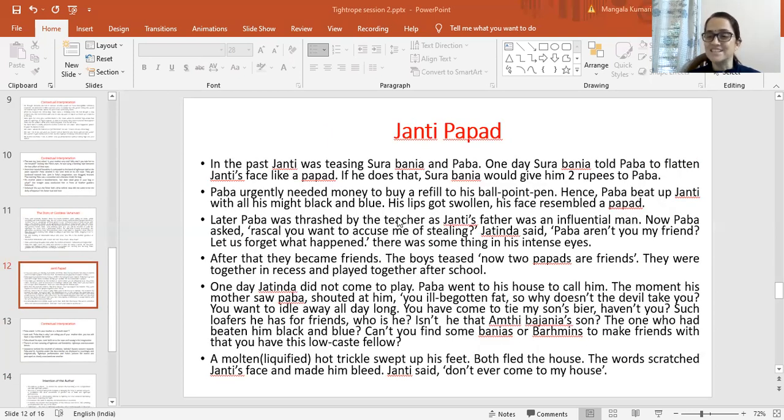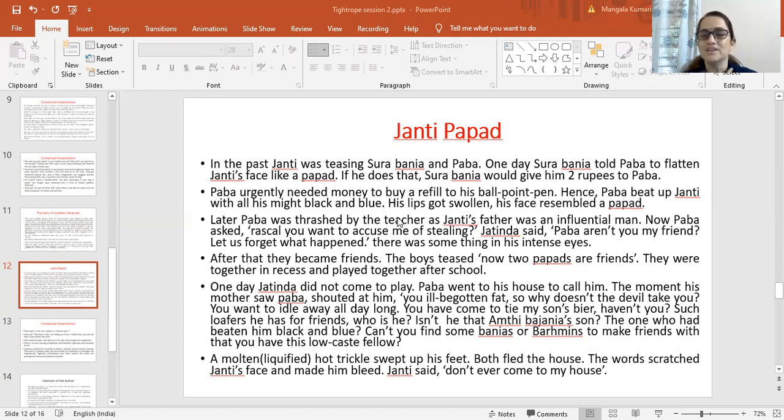Jatinda knew Paba's strength. Why? In the past, an incident happened. Jatinda was teasing Surabanya and Paba, both. Surabanya, another classmate, okay? He belongs to Banya's community. One day, Surabanya got so irritated and told Paba, you go flatten Jatinda's face. I'll give you 2 rupees. Okay, so Paba went straight away because he needed 2 rupees badly. He wanted a refill for his ball pen that day. So he went straight away, beat Jatinda black and blue.